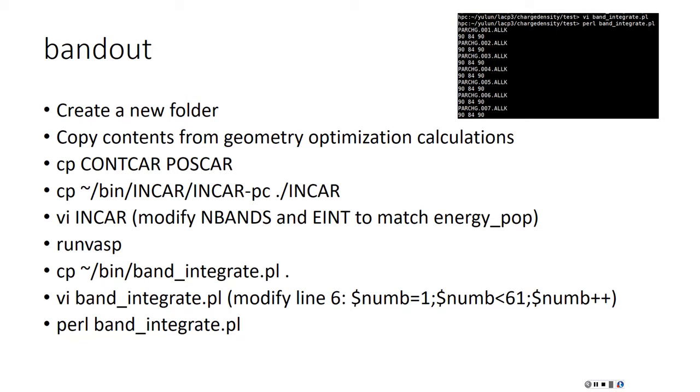Sorry, so when you go into the band integrate.pl file, line 6 already looks like that, and you're just modifying the numbers that you want? Yes, basically you just need to modify the number. Just that one number? Or both of them, 1 and 61? Both of them. Okay. The first one is 1, the second one is 61. Would you ever modify those two pluses? No. Okay.